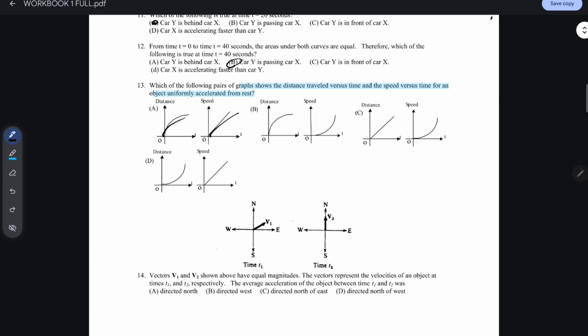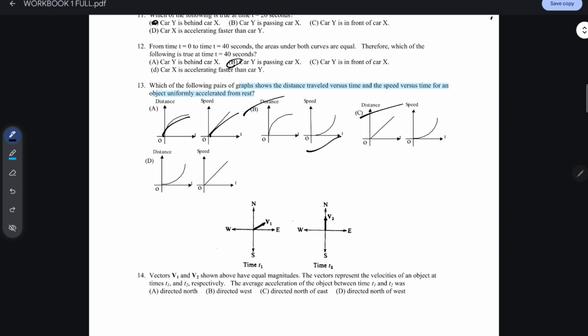Speed is increasing, and it's curving. The distance is curving because it is going further. On this one, speed cannot be curved. So we know that these are not it. Now we're left with A and D, not B.